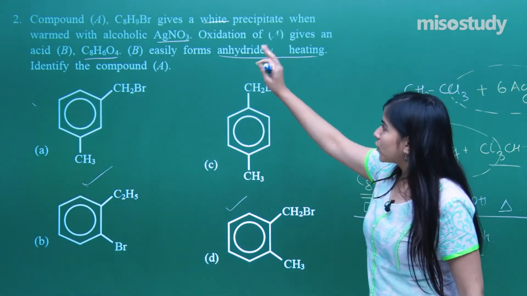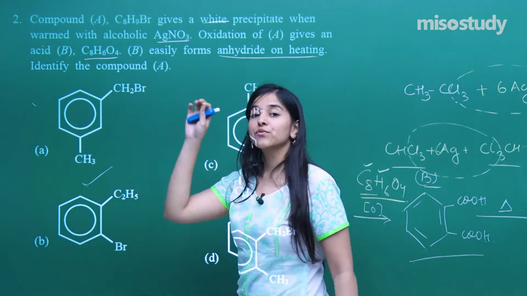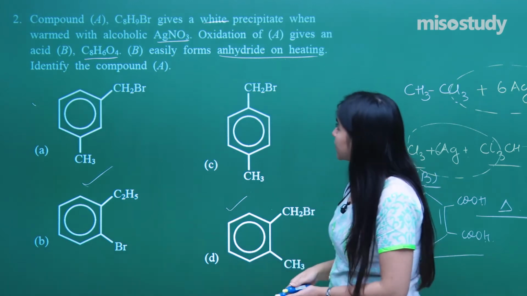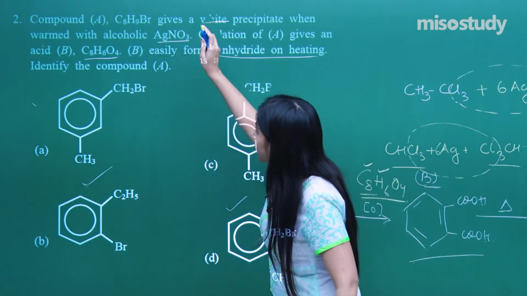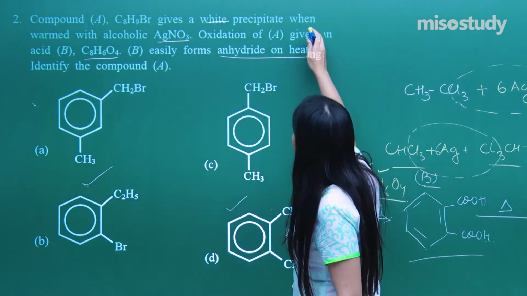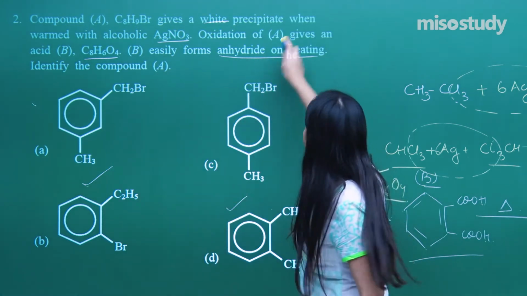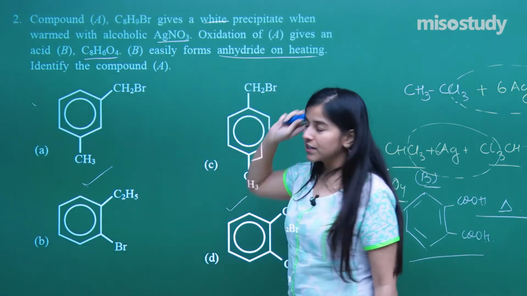So if you look upon the reaction, number 1 reaction will give our answer, the main answer. So the compound C8H9Br gives a precipitate. We are just considering the precipitate when warmed with alcoholic AgNO3.